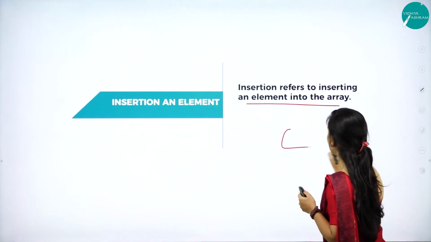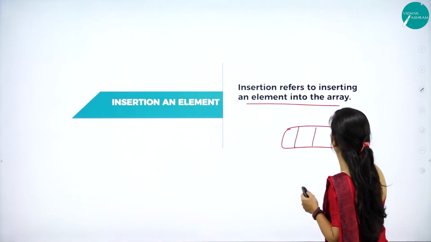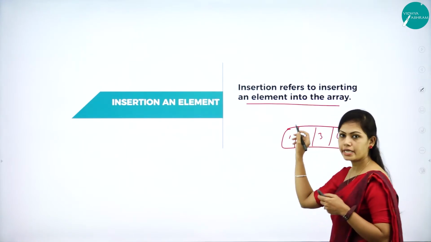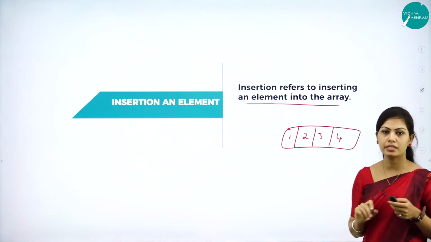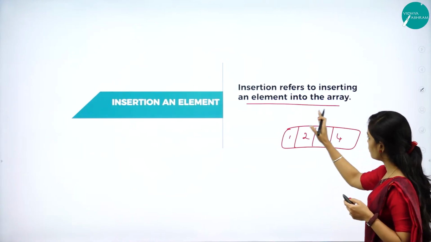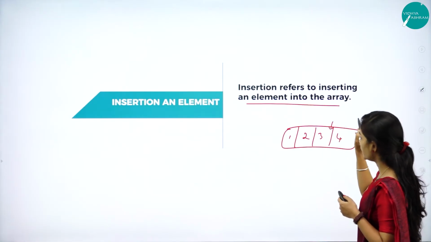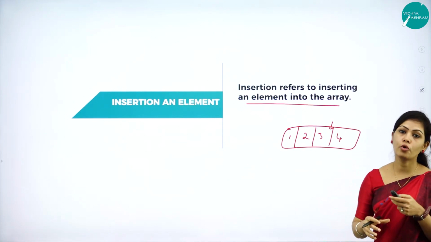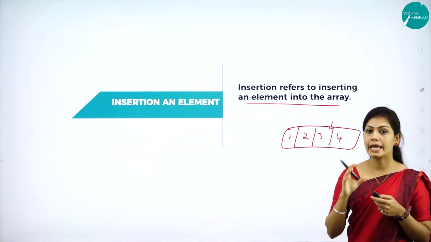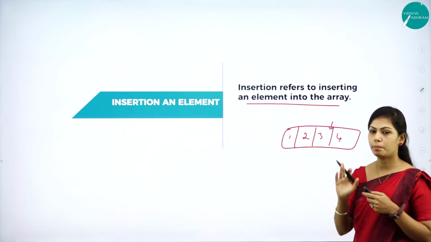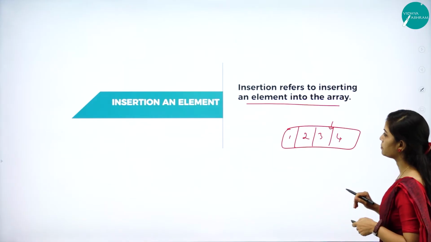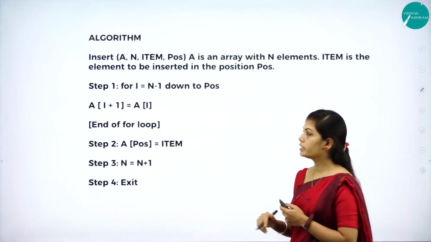Example, you have 4 elements: 1, 2, 3, 4. The index starts from 0 to n minus 1, that is A of 0, A of 1, A of 2 and A of 3. In the next location, you have to add one more element. How to add the elements in an insertion operation? I will show you with an example. First, I will explain the algorithm.